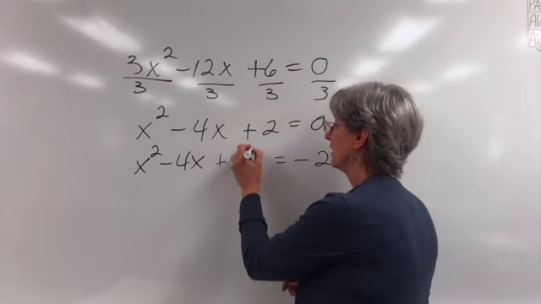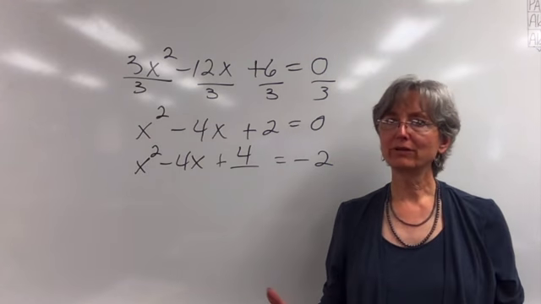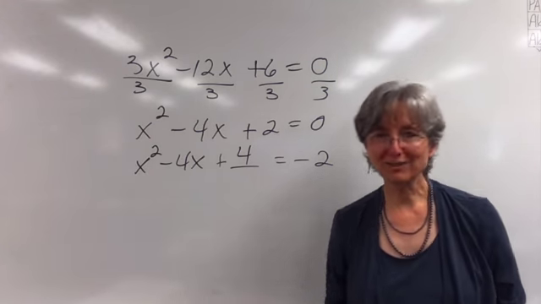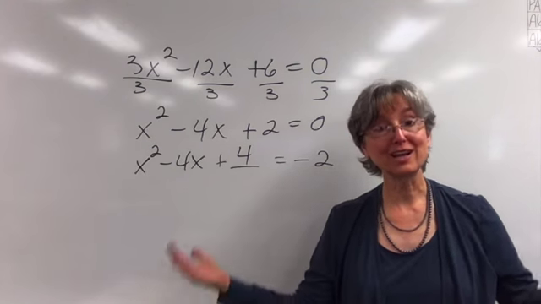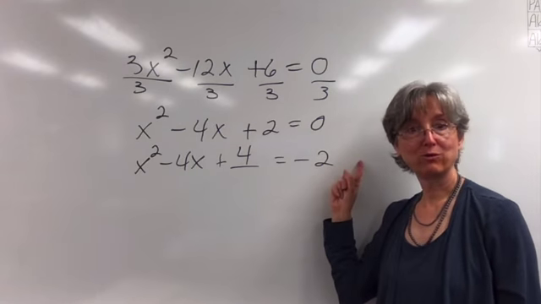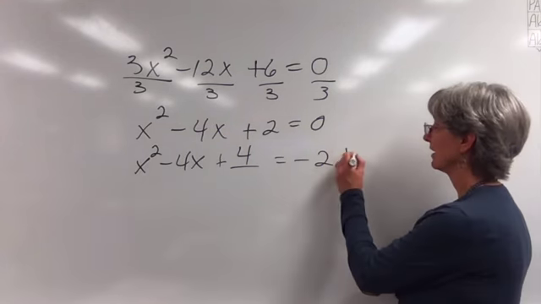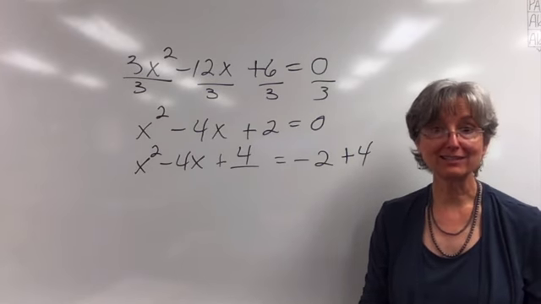And you may think, what do you mean you're going to add 4? How can you just add 4? But don't forget, you can do anything you want to an equation as long as you do the same thing to both sides. Since I added 4 to this side, I need to add 4 to this side also. Now my equation is still equal and it's all fine, right?